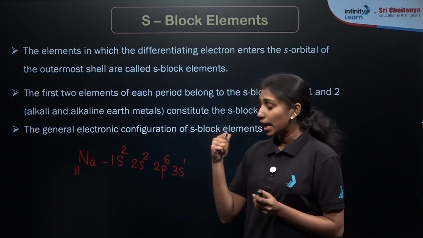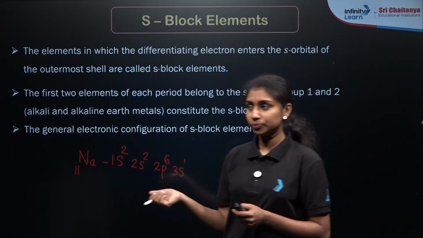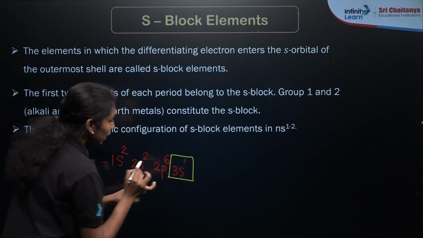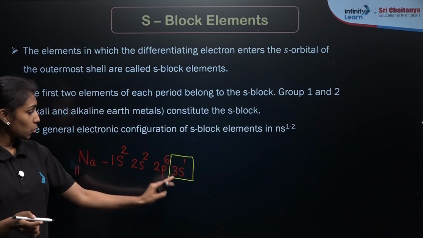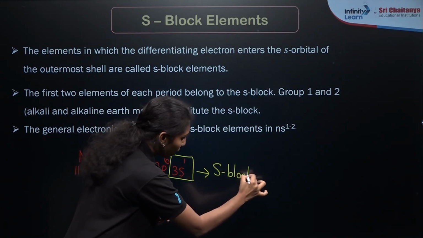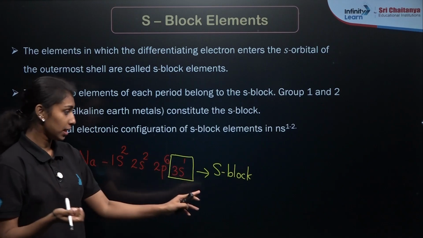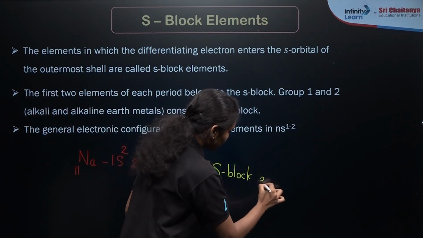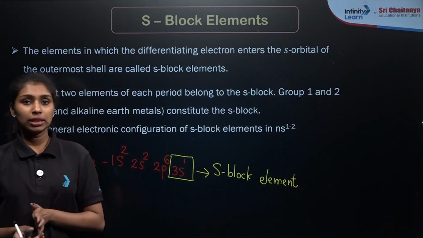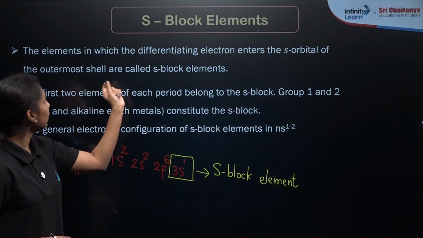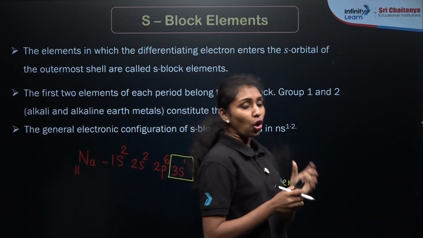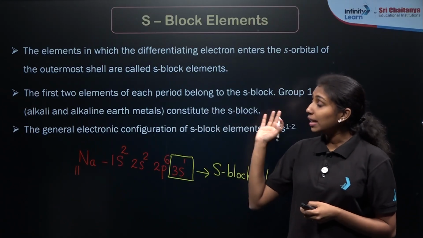Now just focus on the valence electron here, I mean the last electron. This is 3s1, which means the last electron is entering into the 3s subshell. So I can define this element as an s block element. Whenever the last electron enters a subshell, that will be considered as the block of the element. Is there any doubt? The same is written here: the elements in which the differentiating electron, the valence electron or the last electron enters the s orbital of the outermost shell are called s block elements.